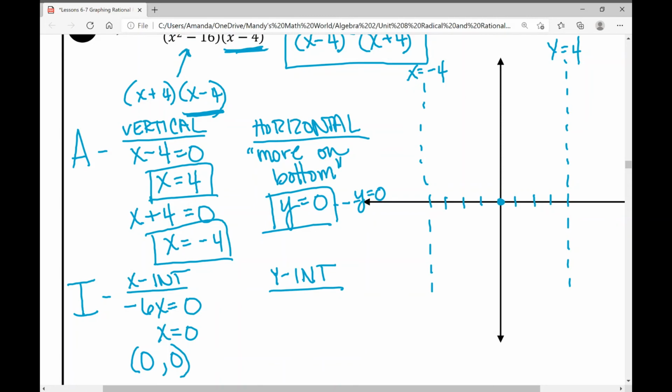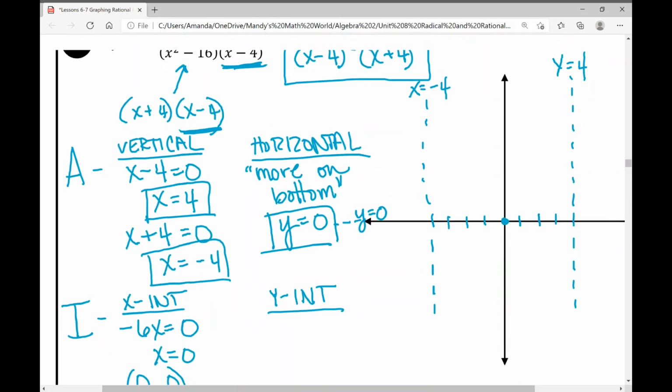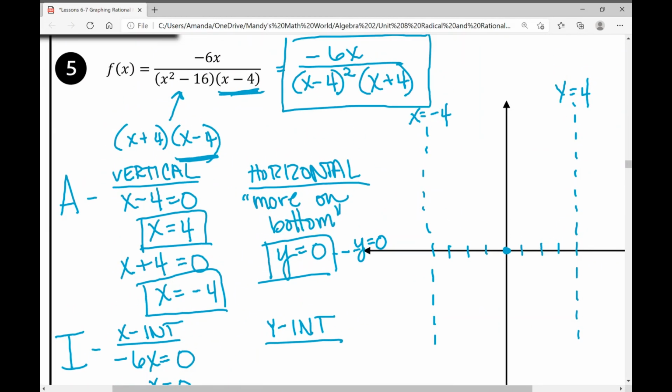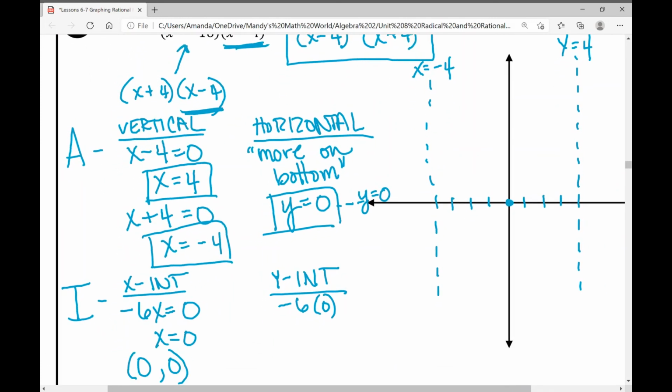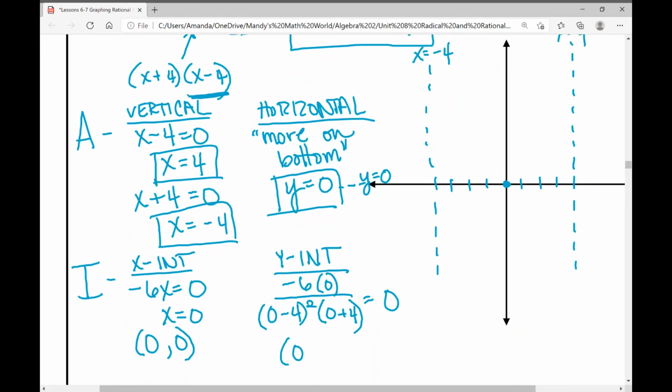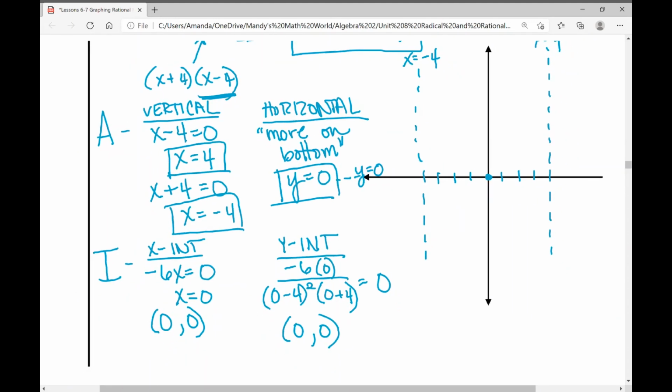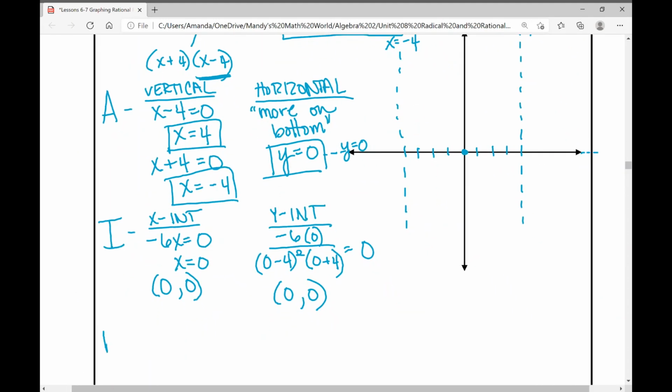What about the y-intercept? The y-intercept is when x is 0. So if I plug in 0 for x, I get negative 6 times 0 over (0 minus 4) squared times (0 plus 4), which is 0 divided by anything, which is just 0, which means my y-intercept is at (0, 0) as well. So now, my last thing with the aim is multiplicity.